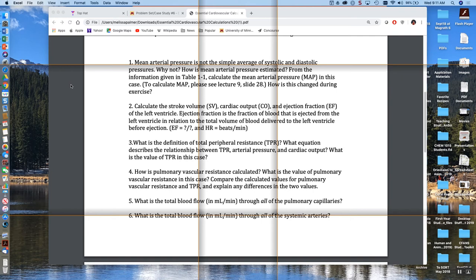Yes, absolutely. You can see that total peripheral resistance would change when you increase heart rate, stroke volume, diastolic pressures, systolic pressures. Anytime you're manipulating these variables, you're going to have a change in resistance.